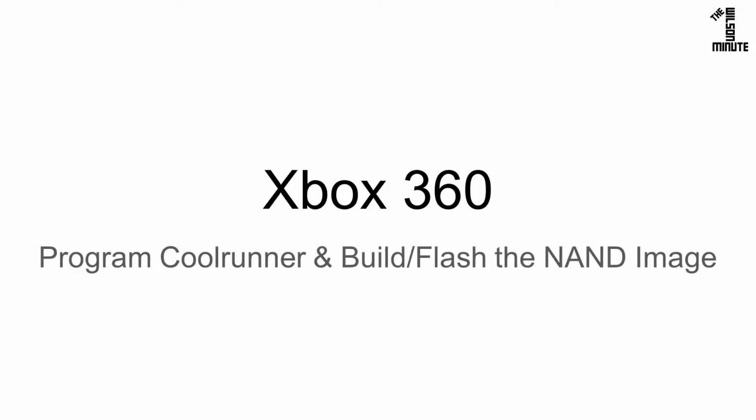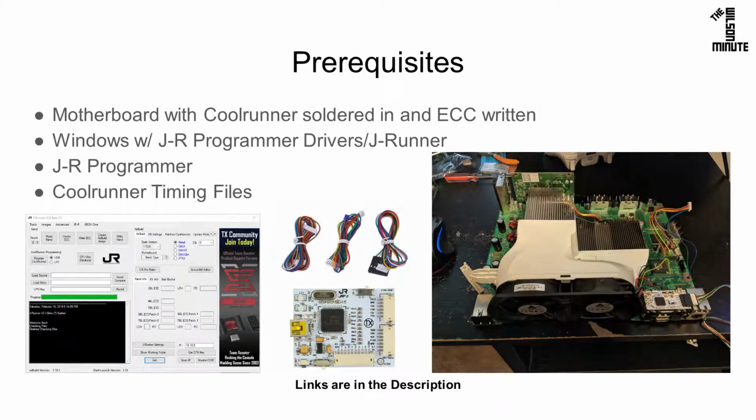Today we will program our Coolrunner, then build and flash our NAND image. For this, you will need your motherboard prepared and Windows configured as shown in prior Wilson Minutes. You will also need the Coolrunner timing files. Links are in the description.